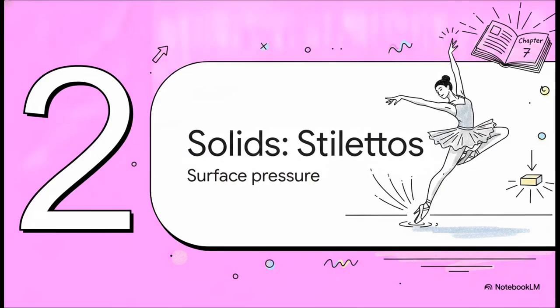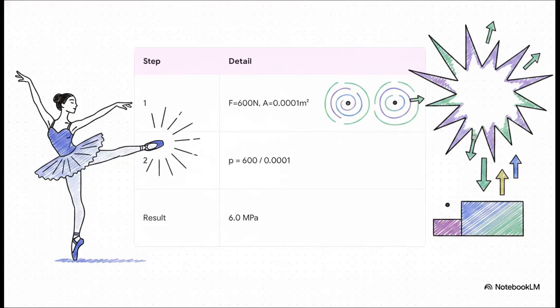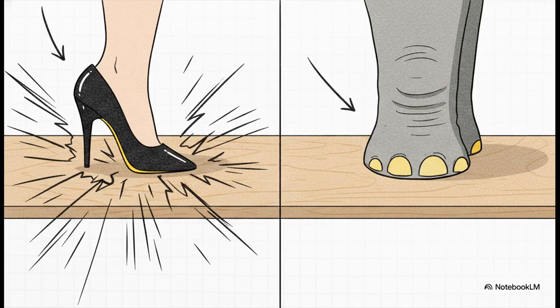Which brings us to Section 2, solids, stilettos versus elephants. When we actually crunch the numbers from our 600 Newton dancer balancing on a single heel, which has an area of just 1 square centimeter, or 0.0001 square meters, things get pretty wild. You divide that 600 Newton force by that tiny fraction of a meter, and it turns out the dancer is exerting a staggering 6 million pascals of pressure. That is 6.0 megapascals.